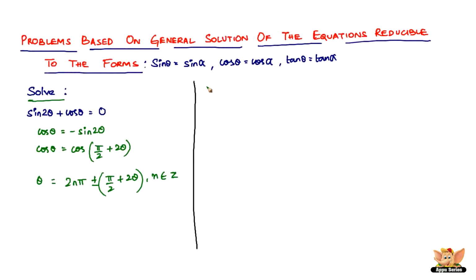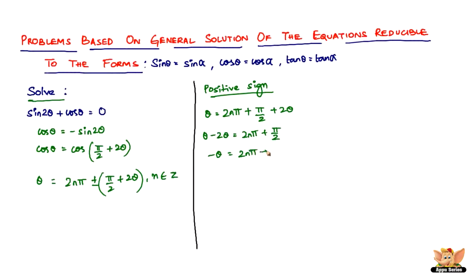Let us start with the positive sign. Taking the positive sign, we get theta equals 2n pi plus, opening the bracket, pi by 2 plus 2 theta. Let's group the thetas together and take 2 theta to the left hand side. It becomes theta minus 2 theta equals 2n pi plus pi by 2. So minus theta equals 2n pi plus pi by 2. Multiplying both sides by negative, we get theta equals minus 2n pi minus pi by 2.